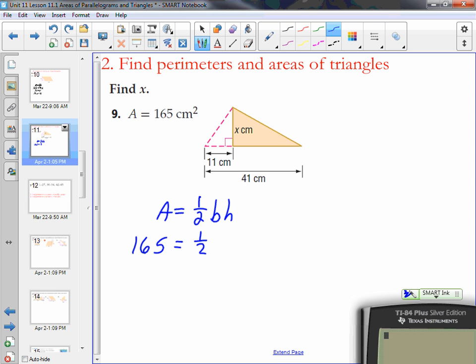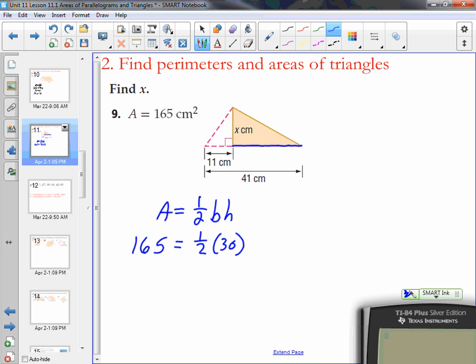All right, now, what's the base? 41 minus 11. Because the base has to be the length of a side, okay? So let's let the base be the length of that blue side right there. The length of that blue side of the triangle is not 41, and it's not 11. It's 41 minus 11. So the length of the base is 30.